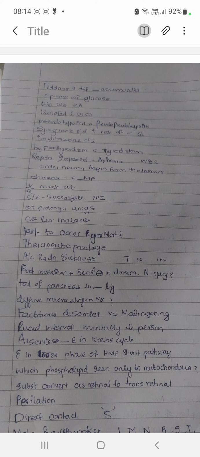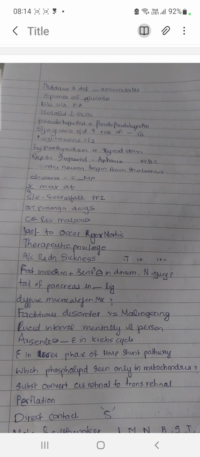Hyperthyroid versus thyroid storm. In hyperthyroid you can give carbimazole or methimazole, first line, but in thyroid storm you have to give a peripheral conversion inhibitor like propylthiouracil. Since carbimazole and methimazole do not have that action of peripheral conversion inhibition, you have to give propylthiouracil.